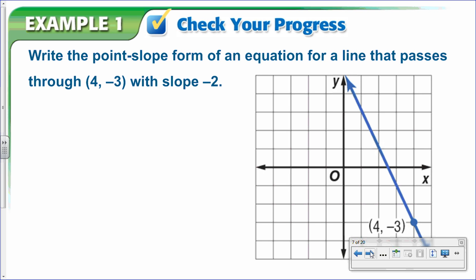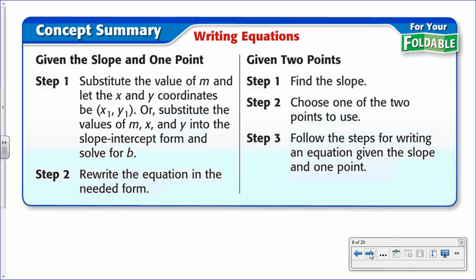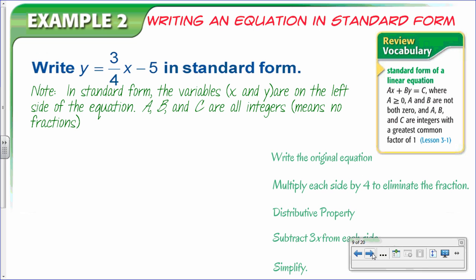Go to example 2. Okay, there's a little box that kind of shows you the steps. If you're given the slope and 1 point, what can I do? And then rewrite the equation in the form, right? If I got 2 points, what I got to do first? This is really nice to refer back to, okay, because it gives you step by step. Find the slope, choose one of the 2 points to use, and then follow the steps to write the equation. All right? Okay, example 2.